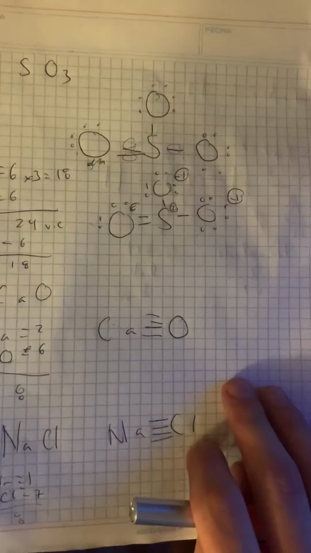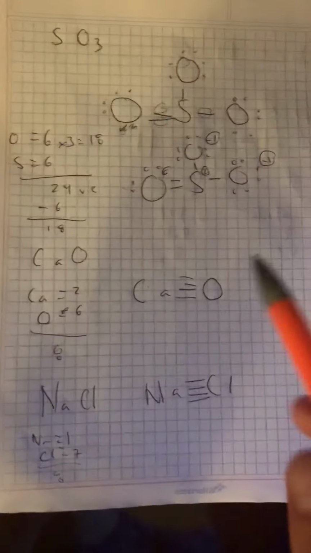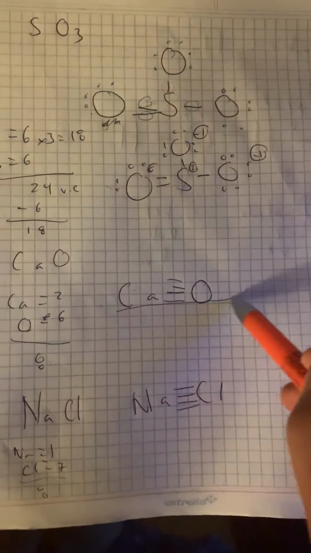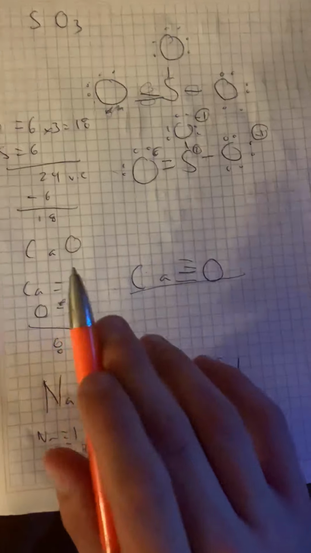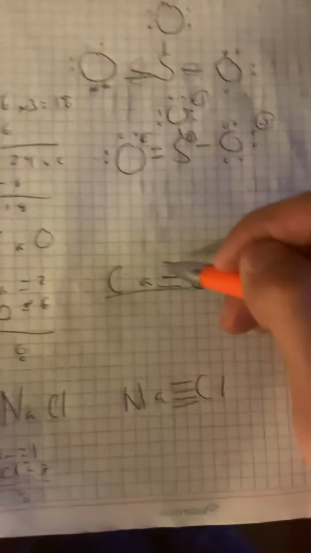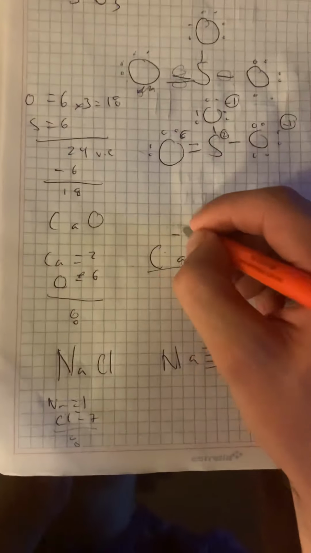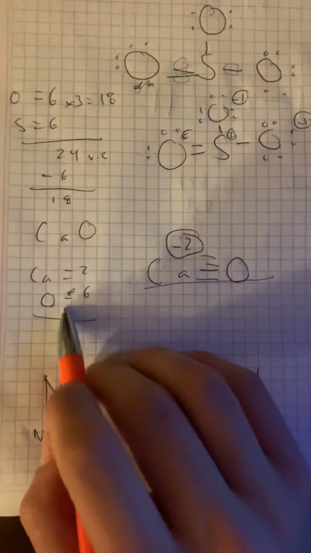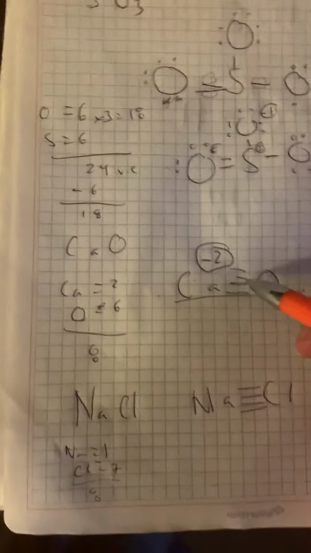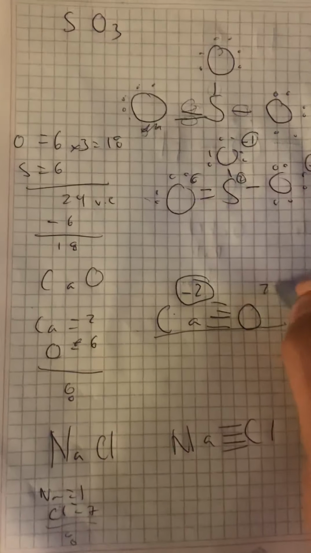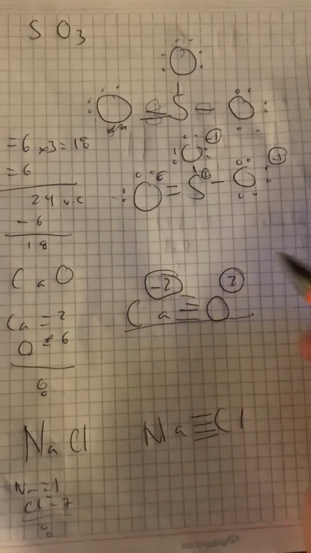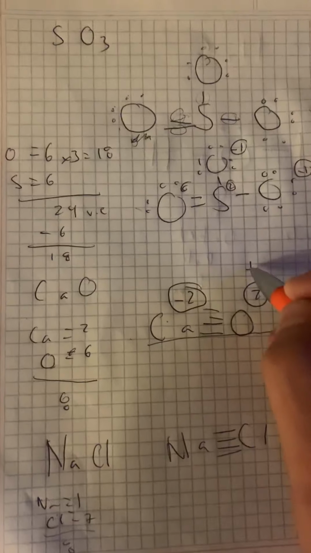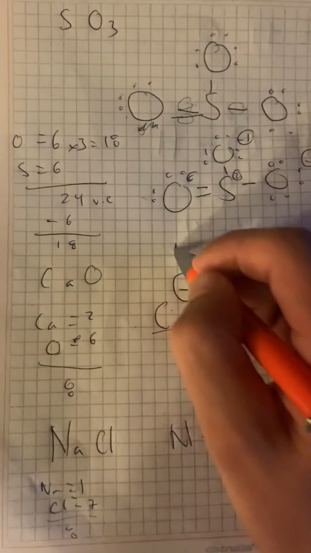Now let me do another example for, we can say this. So calcium has 2 and we subtract 4, so it has a charge of -2. And oxygen has 6 and we only subtract 4, so it has a charge of 2. So now we can see the dipole moment will go like this.